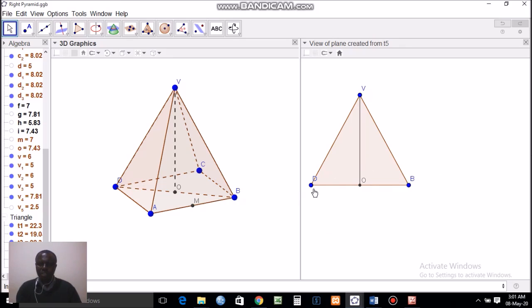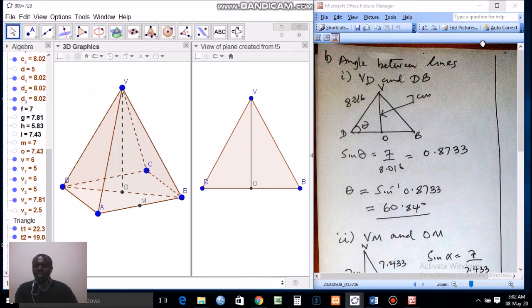So we can see VD and DB, and clearly we know that VD equals VB. That means the triangle drawn is isosceles. You know why VB and VD are equal. They are the slanting edges of our pyramid. Now, the angle required is the angle VDB. The lines VD and DB meet at D, so the angle between them is the angle VDB. So we are supposed to find the value of angle VDB. That sets the stage, and here we are.